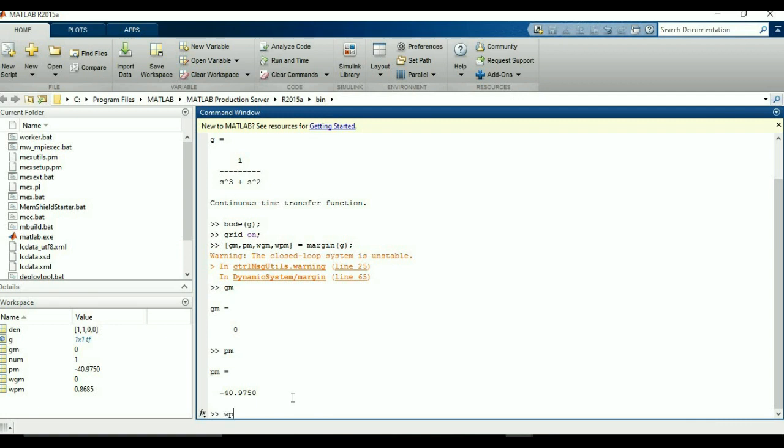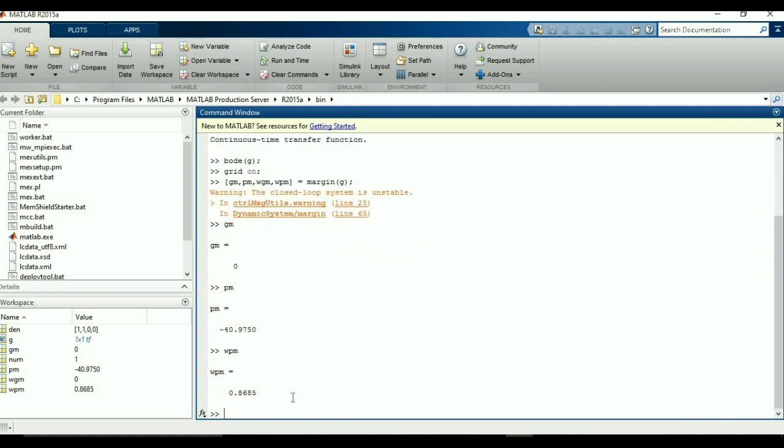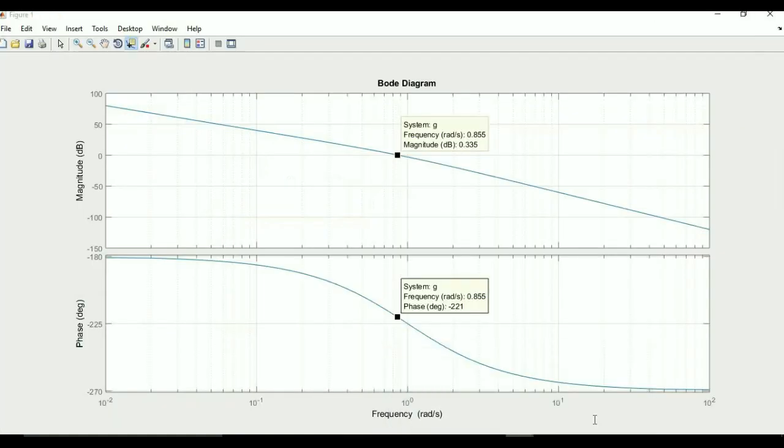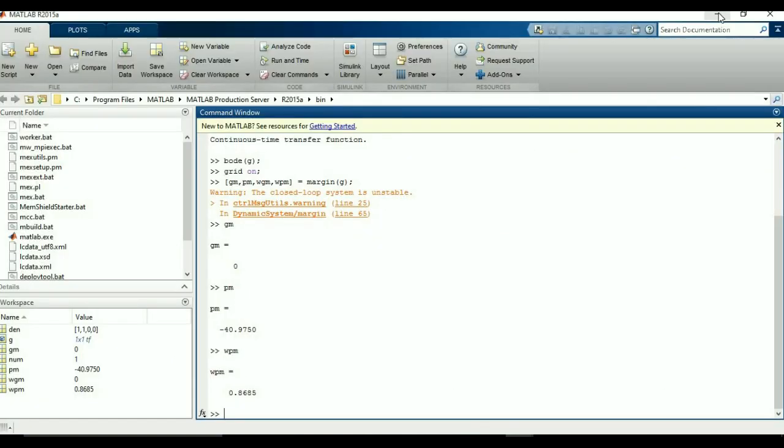Now we look at the frequency at which the phase margin has occurred. It is shown here as 0.8685, so it is very near to our frequency. In this way you can draw a Bode plot and find the parameters from it.